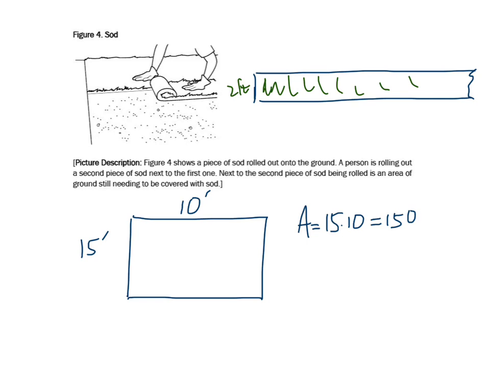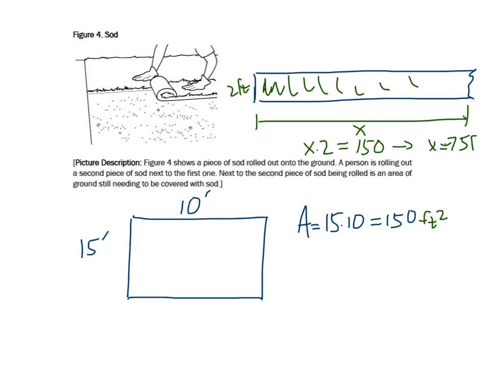So how long of a strip would you need if you wanted 150 square feet of area? Well, that just means we need a big strip of grass where x times 2 is 150. And I think we can see, divided by 2 on both sides, that x is 75 feet. So if you want to cover 150 square feet, you would need 75 feet of this.